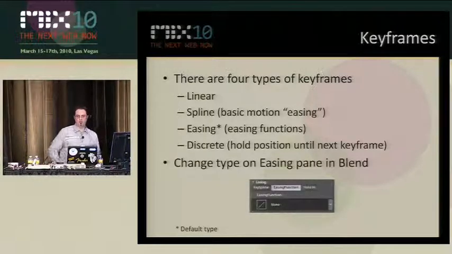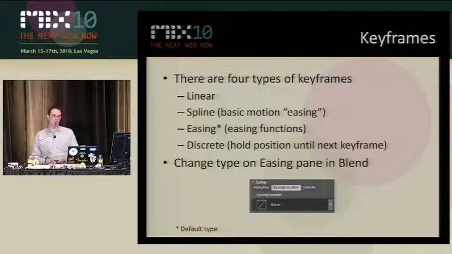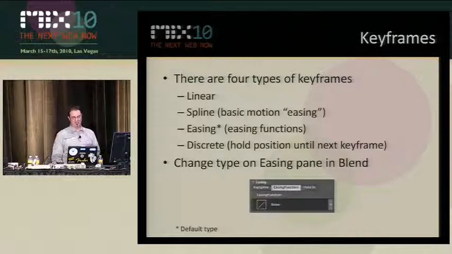So if you want to change the type of keyframe that you're using, you saw in Blend where it created the small oval on the timeline when I started creating my animations. Each keyframe would have a small oval. If I click that oval, there's an easing pane on Blend that will open up, and you'll see there are 3 little tabs across the top that say key spline, easing function, and hold in. If you click the key spline type, it will change your keyframe to a spline type. If you pick the easing type, you'll get an easing function. And if you're picking hold in, you'll get a discrete keyframe.